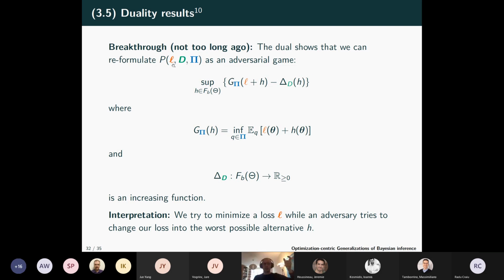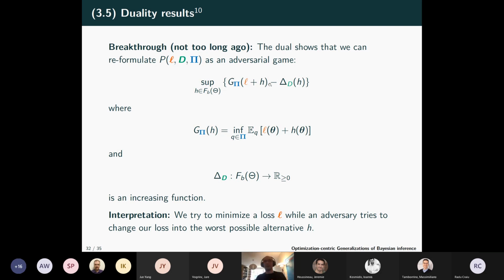If you look at the dual corresponding to this problem, what you will find is you are still trying to minimize some loss. So this g of pi here means you're trying, inside the supremum, to still minimize a loss over the set pi. But this true loss that you actually want to minimize in the original problem is being perturbed by some additional term h. And this additional term h is what the adversary throws at you. So the adversary tries to make your loss bigger. It tries to fool you into minimizing something you don't actually want to minimize.